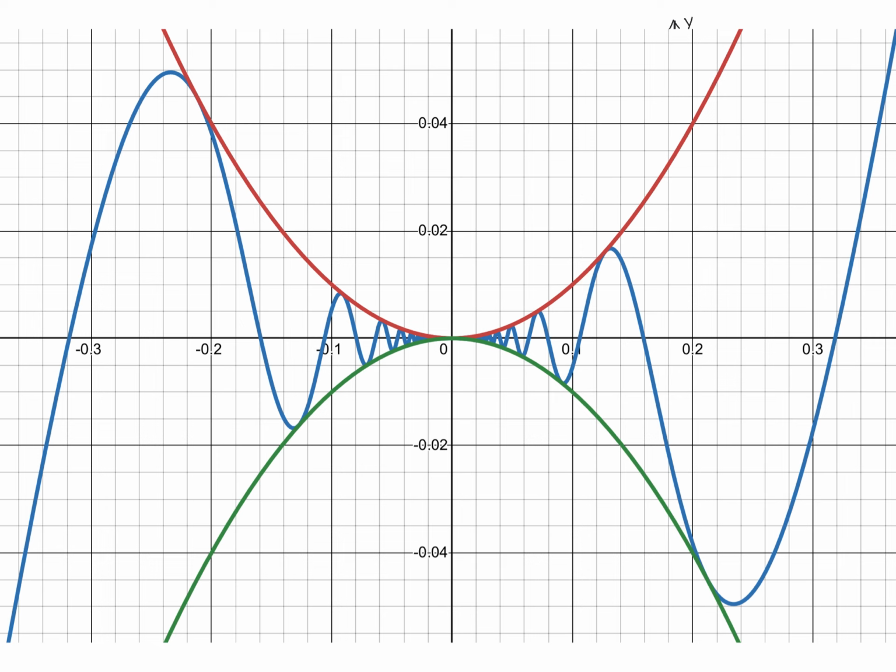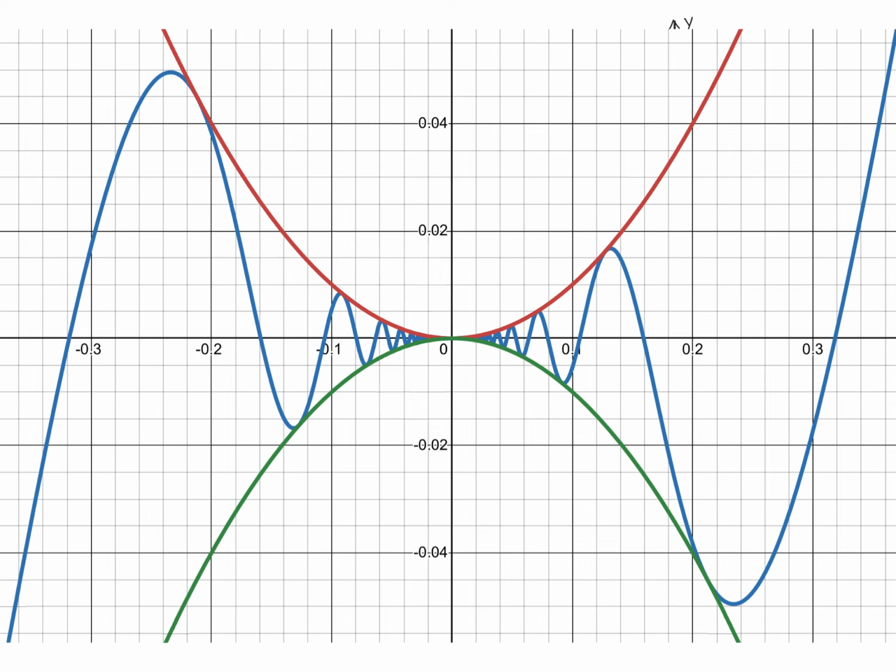But this is a graph where this top parabola is x squared. The bottom one is negative x squared. And the one in the middle is x squared times sine of 1 over x. Now, we saw that sine of 1 over x without the x squared earlier, it oscillates between negative 1 and 1, and it oscillates more and more frequently as we get closer and closer to 0. And we do have the same thing here with these oscillations. They're getting more and more frequent.